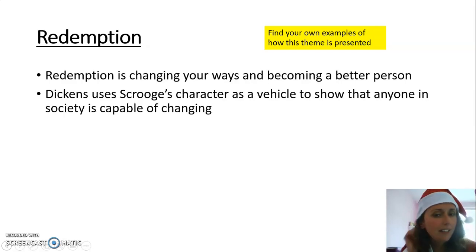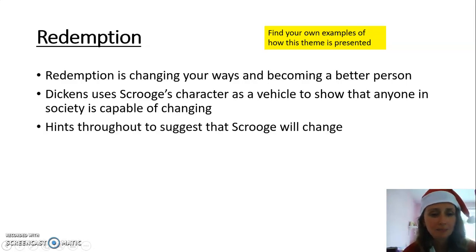So the first one then, Dickens uses Scrooge's character as a vehicle to show that anyone in society is capable of changing. This is something that I've gone through and repeated throughout the study. The omniscient narrator shows at the beginning that Scrooge is an unsympathetic character for the reader to meet, but by the end of it he's become generous, he's become warm-hearted, and because he can redeem himself, it means that anybody in society can.